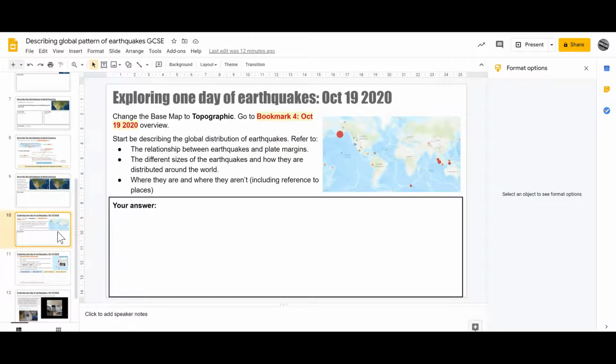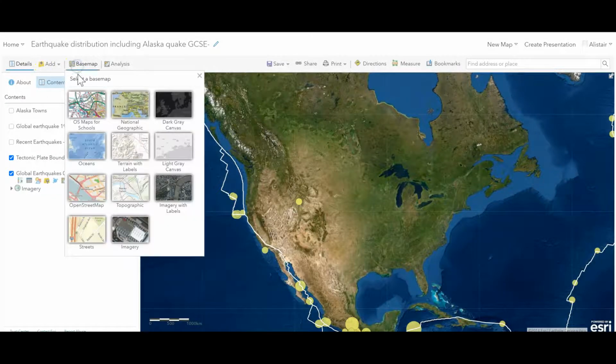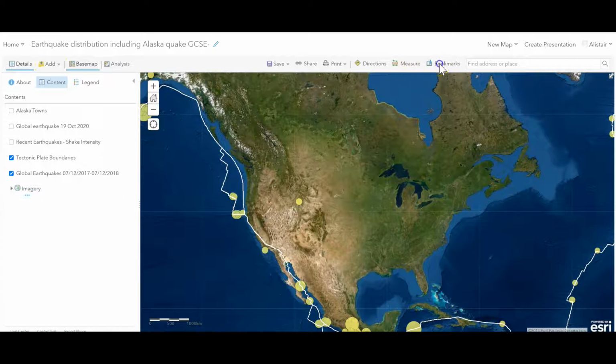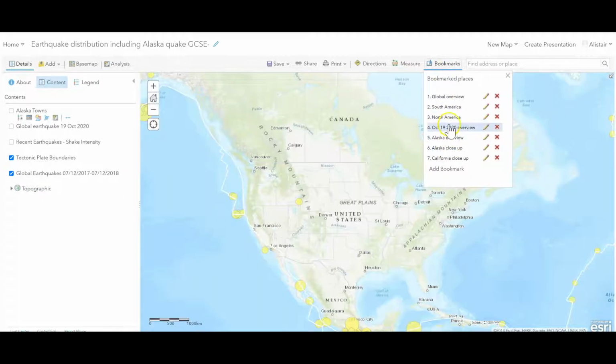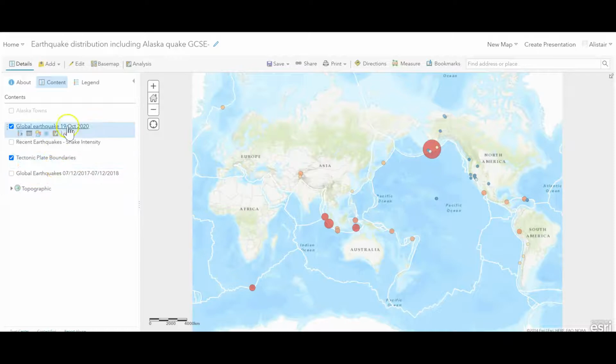Okay, and then we're going to finish off by taking a look at one day in earthquake history. So we're going to change the base map to topographic and we're going to go to overview again. So let's go base map, topographic, and let's go to the overview for this. Okay. Now what we then need to do is to select this layer, global earthquakes, on that one day, and we'll turn off the other layer of the global earthquakes that we've been working with. This is just one day.